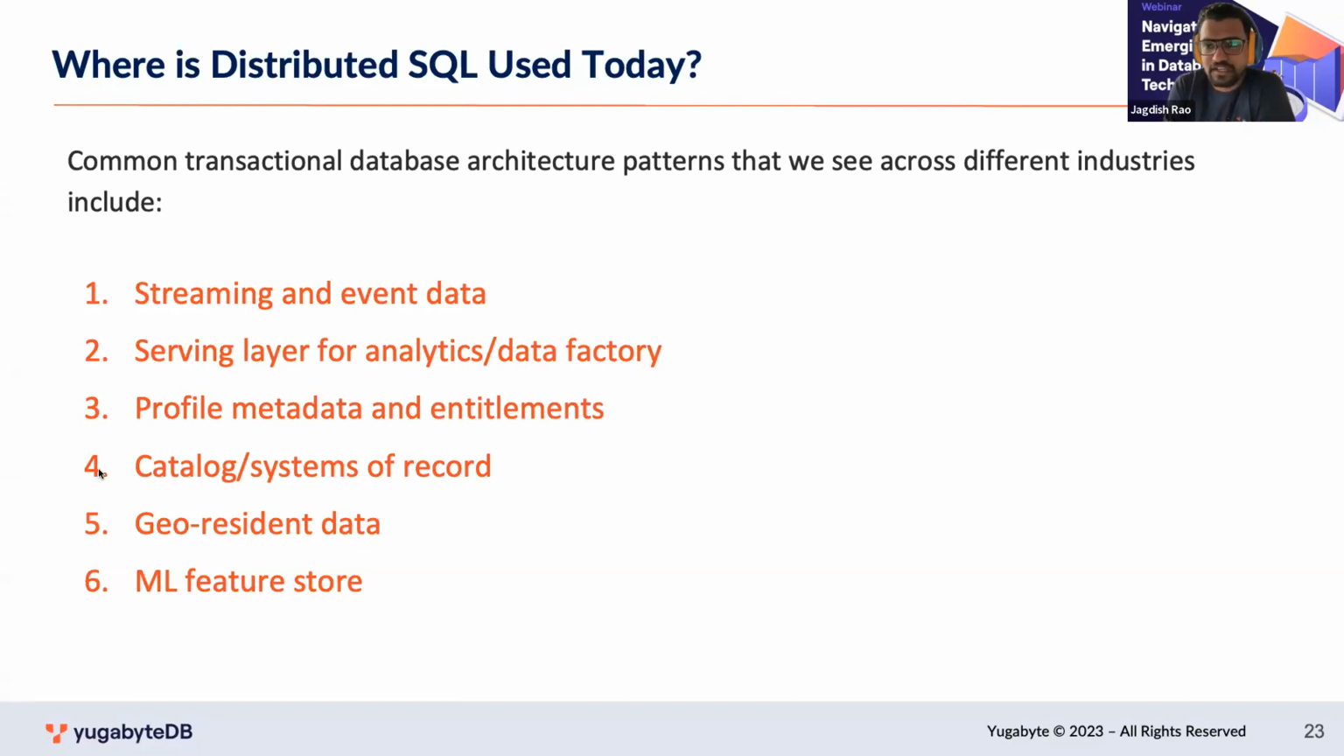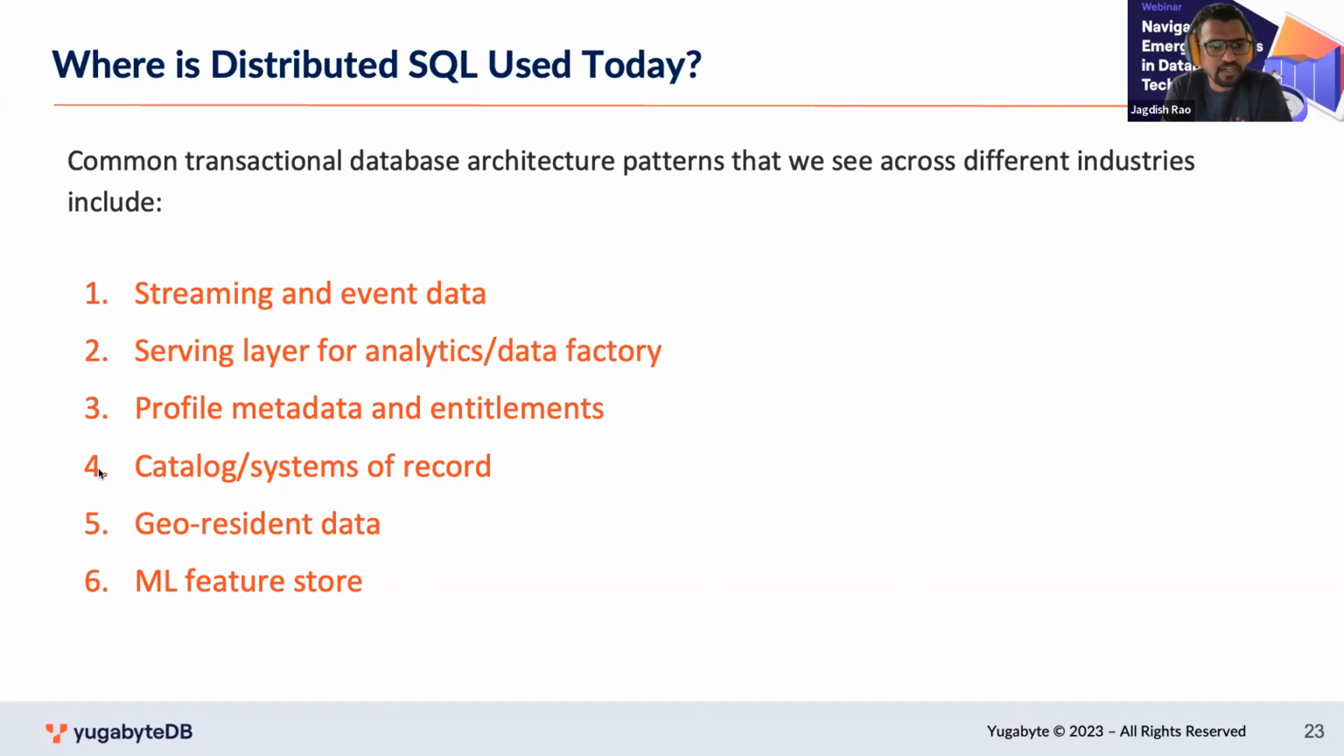We are also serving analytics and data factory use cases, as well as metadata and entitlement profiling. Then there are catalogs and systems of record, where we have seen a tremendous shift in data modernization efforts. We have good retail customers globally who are using Yugabyte. As a matter of fact, we are powering some of the world's largest retailers' global catalogs with the help of the Yugabyte database, right?